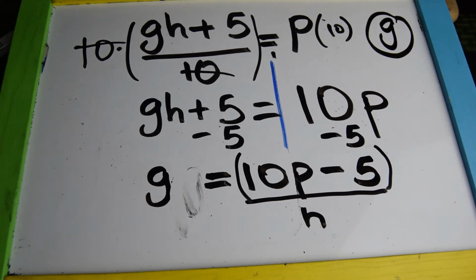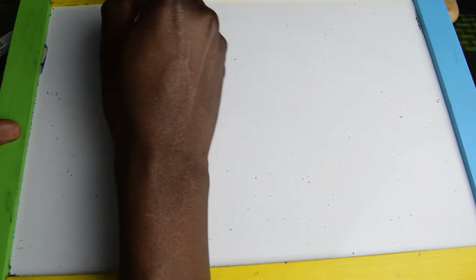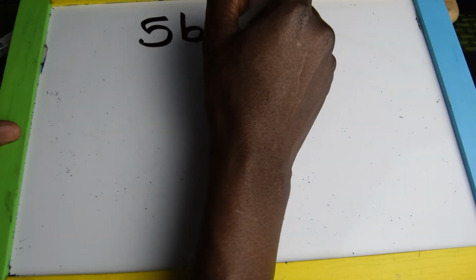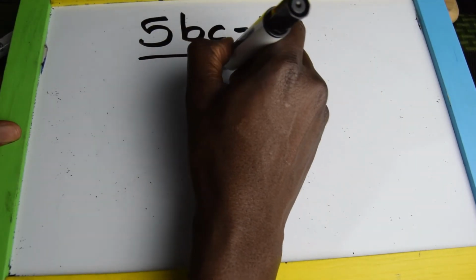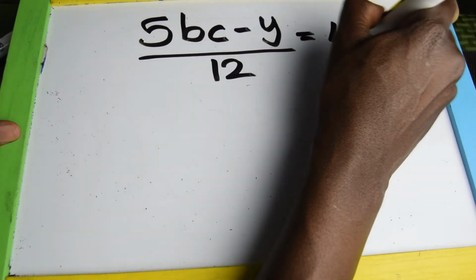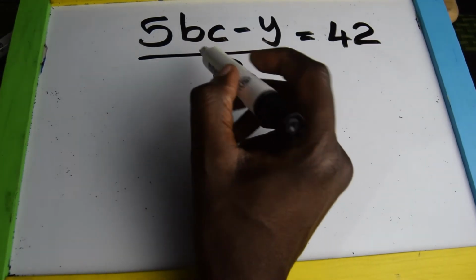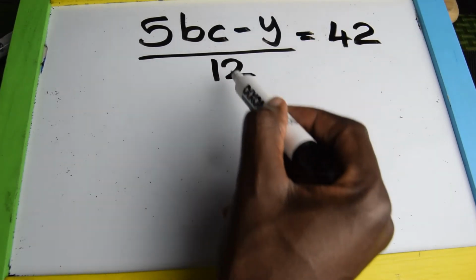And let's try one more. Let's try the last one of the day. And this last one is 5bc minus y over 12 equal to 42. And you're told to solve for b. So b is hidden between 5c and negative y divided by 12.